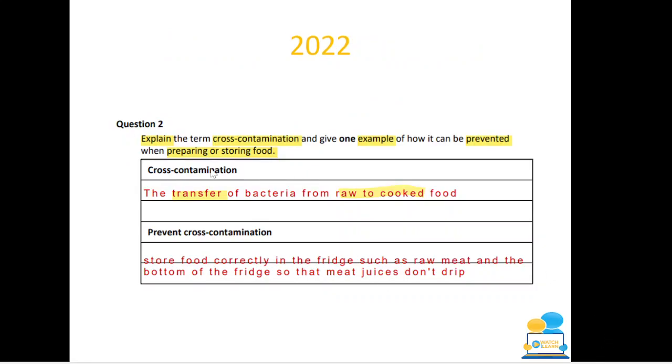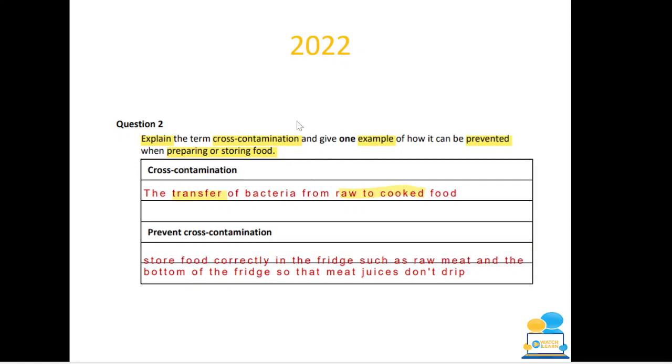2022, so we're looking at the action verb explain. Explain the term cross-contamination and give one example of how it can be prevented when preparing or storing food, alright? So I highlighted explain. I know I'm going to need a good bit of information here. I'm going to need a state, explain, example. So I have to explain cross-contamination. That's my first bit. Now they've been super nice here and they've actually given you a box so you know exactly that you have to explain cross-contamination and then give an example of how to prevent cross-contamination.